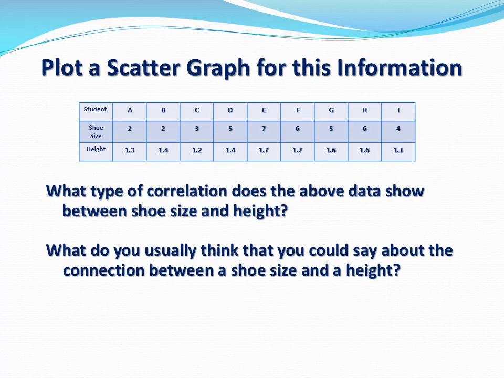Let us do this example. Plot a scatter graph for this information. They are giving you here a list of some students and the relation between the shoe size and their height. What type of correlation does the above data show between shoe size and height? What do you usually think that you could say about the connection between a shoe size and a height?